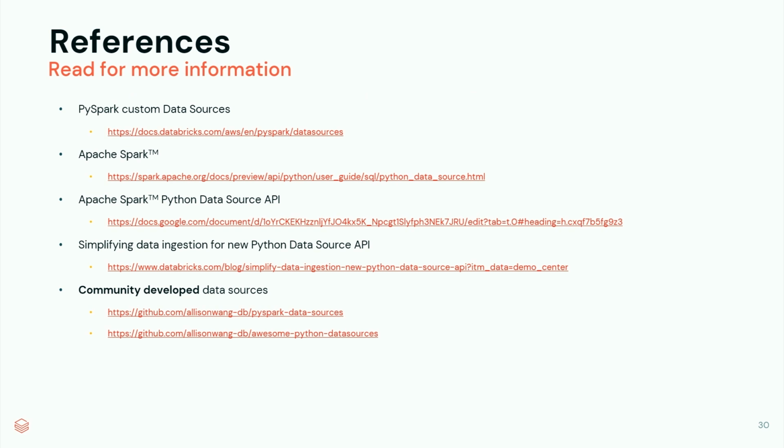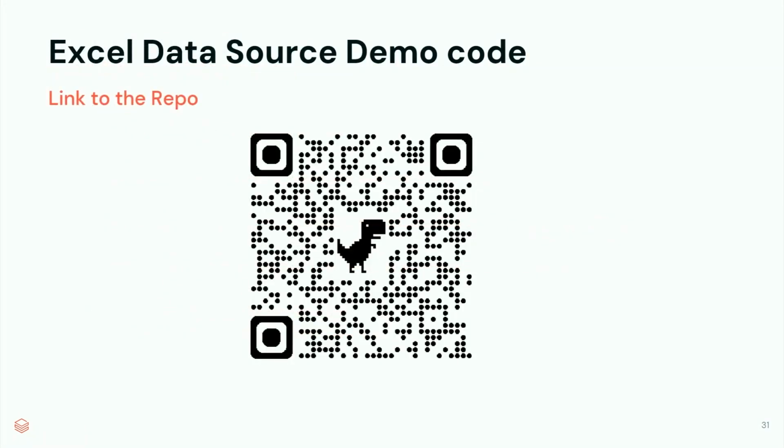And that's all we have to share with you today. Here is a set of documentation that you would like to read if you want to know more about it. I would personally recommend looking at the community developed data sources. There are some really good examples, so if you want to start, you can go there and look at it. And this is the QR code for the demo source code that we have shared. We'll be making some improvements to it, but you can have a look.